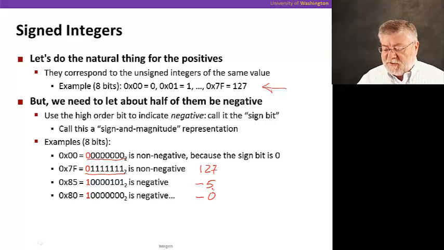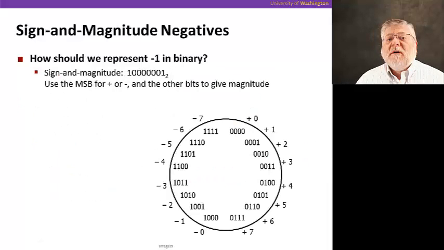There's the two representations for 0. The first line here was the positive 0. This is the negative 0. Well, they're really both 0, so this will cause some problems for us if we use this representation. Okay, so let's talk about sign and magnitude negative numbers in a bit more detail.